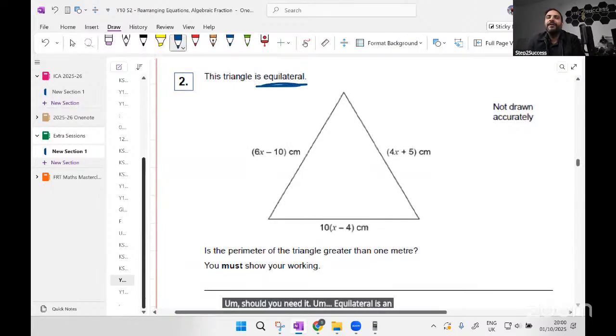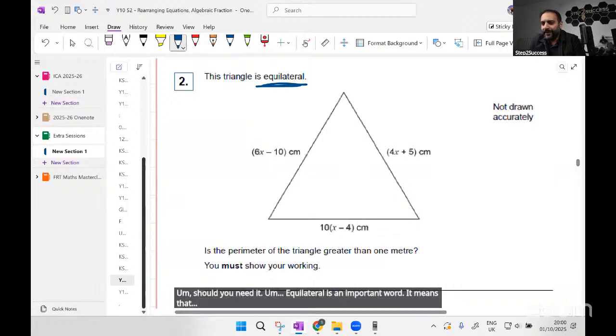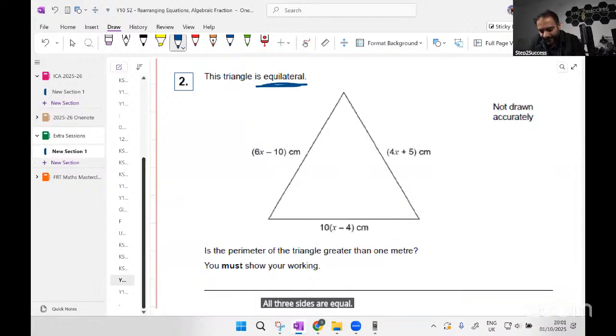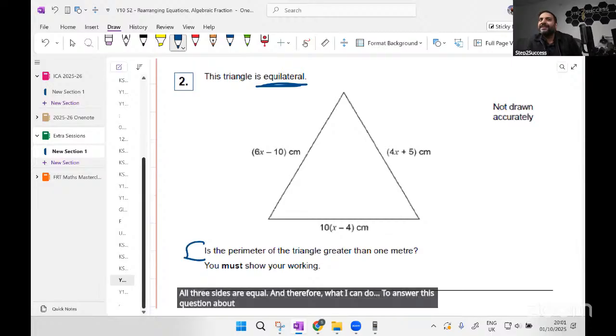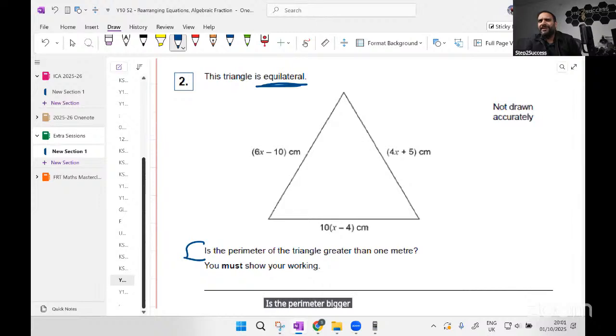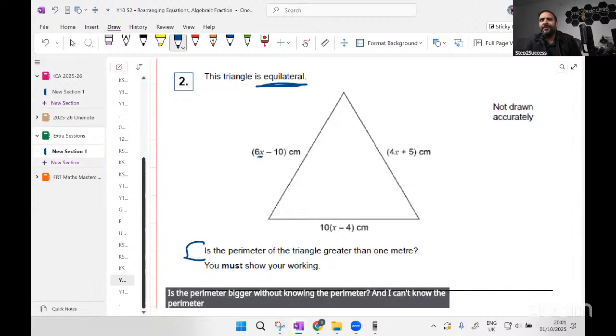Equilateral is an important word. It means that all three sides are equal. And therefore, what I can do to answer this question about the perimeter, because I can't answer this question, is the perimeter bigger without knowing the perimeter? And I can't know the perimeter without knowing what x is.